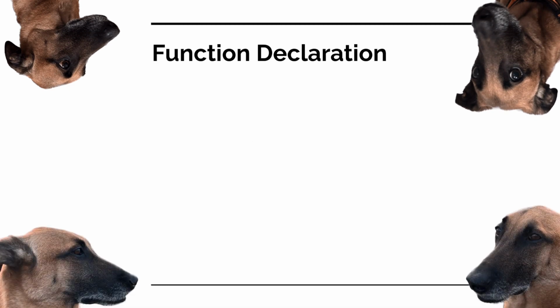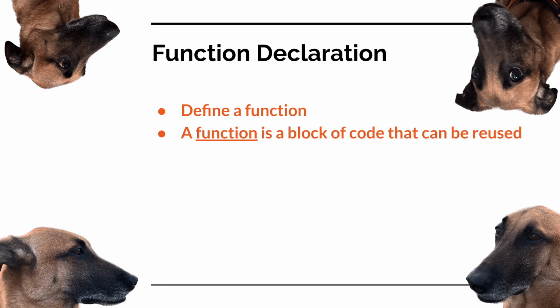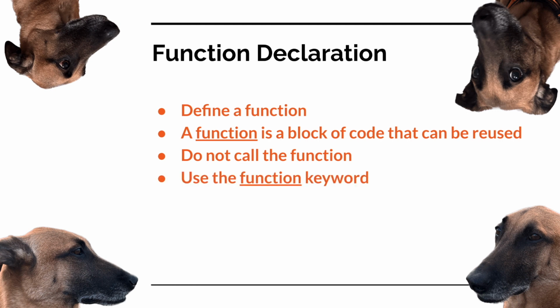So, what is a function declaration? Well, in JavaScript, a function declaration is a way to define a function. A function itself is a block of code that can be easily reused. Now, it's important to note that the function declaration does not call the function. And you can use the function keyword to create a function declaration.